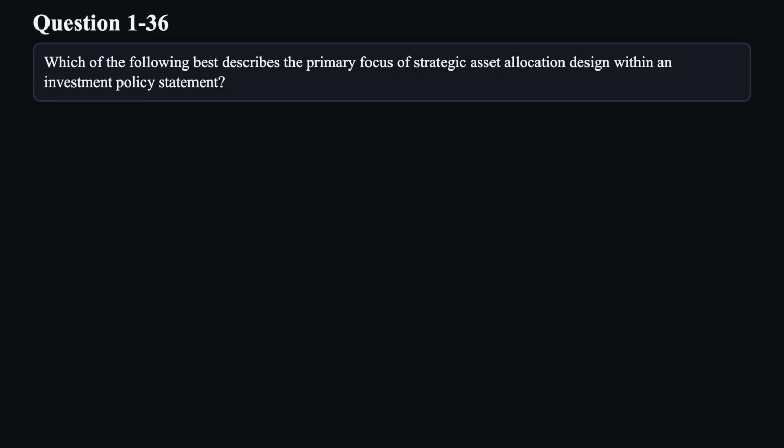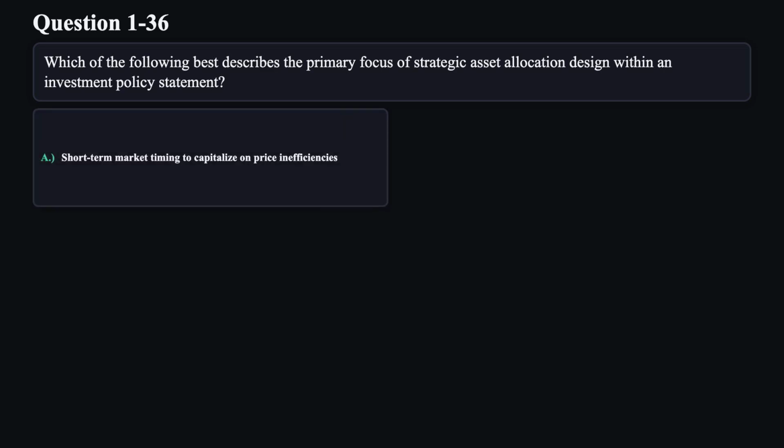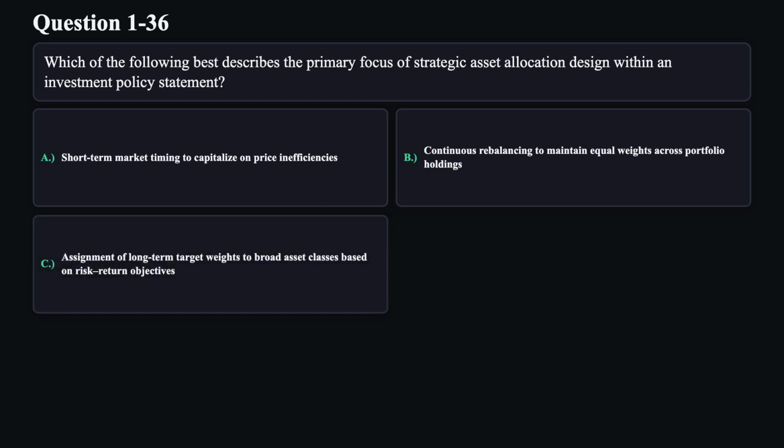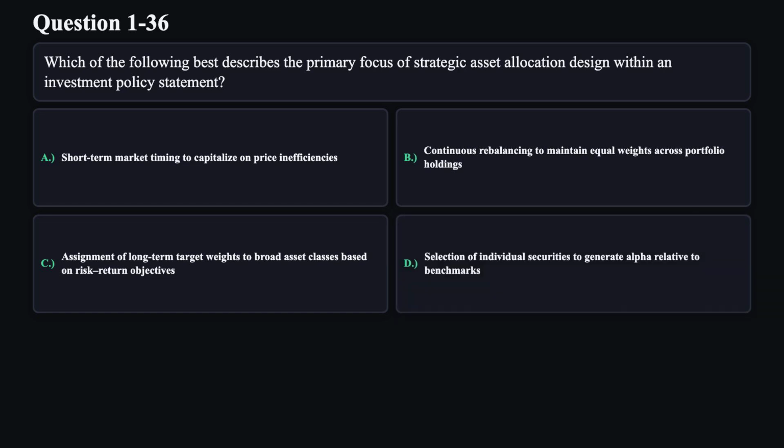Question 36. Which of the following best describes the primary focus of strategic asset allocation design within an investment policy statement? A. Short-term market timing to capitalize on price inefficiencies. B. Continuous rebalancing to maintain equal weights across portfolio holdings. C. Assignment of long-term target weights to broad asset classes based on risk-return objectives. D. Selection of individual securities to generate alpha relative to benchmarks.